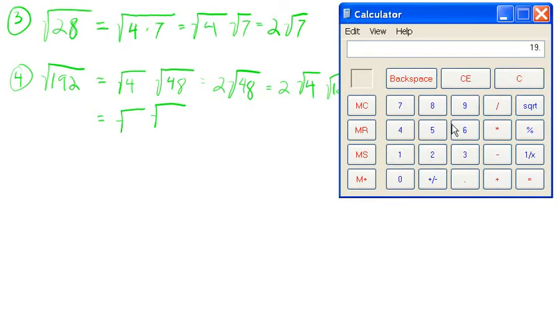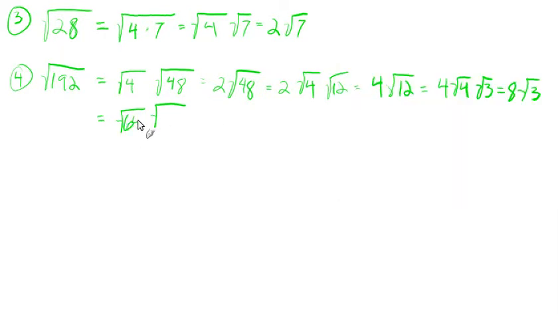What about 192 divided by 25? No. 36? No. Let's just jump up to 64. 64 does go into 192. 192 divided by 64 is 3. So we could make this 64 times 3. And the square root of 64 is 8. So the fastest way you could do this is to find the largest perfect square that goes into this.